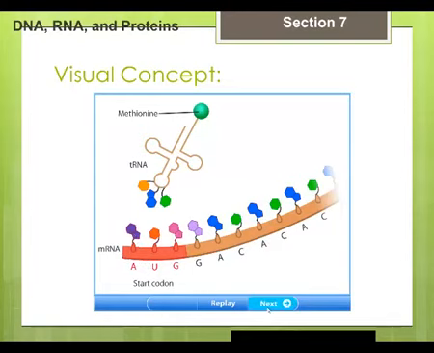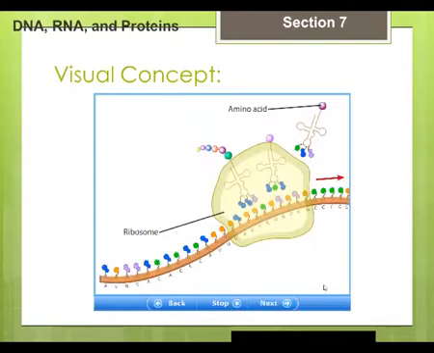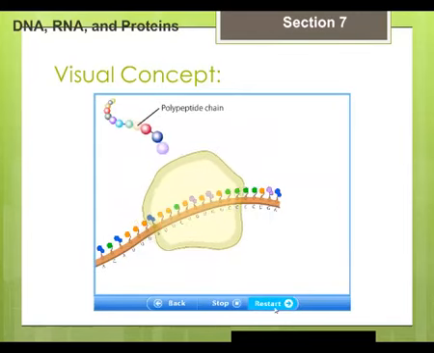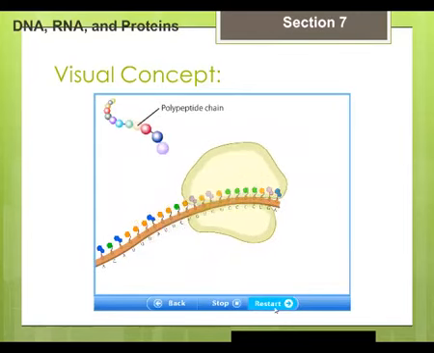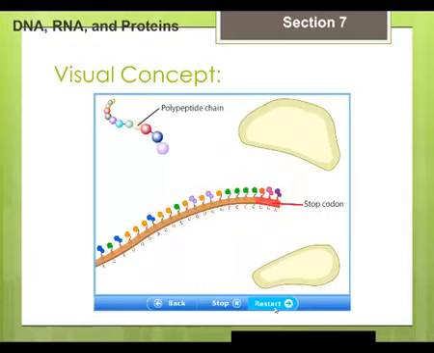The ribosome reads along the mRNA molecule in groups of 3 nucleotides called codons. Each codon codes for a specific amino acid. When the ribosome reaches the sequence UUA, UAG, or UGA, translation stops. These sequences are called stop codons.